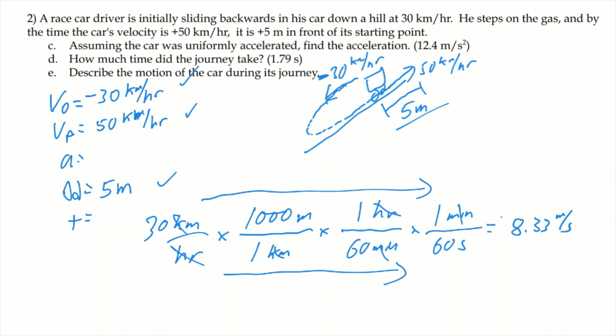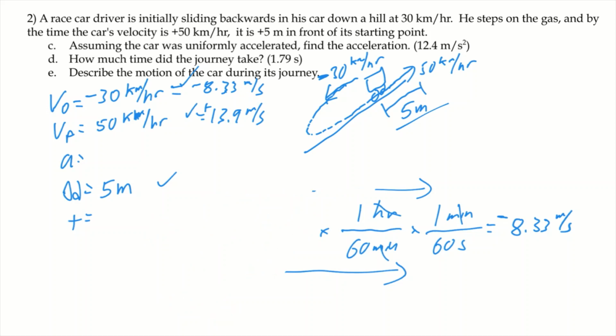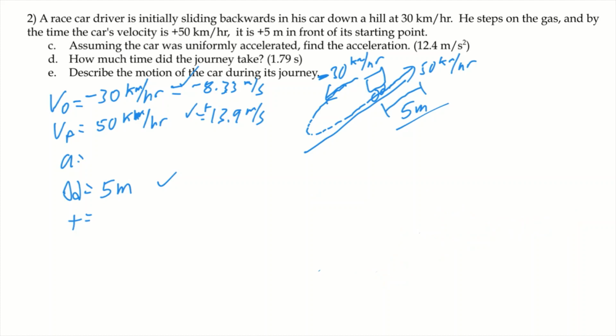So remember, this is going down, so let's just fix that. So that will be negative 8.33 meters per second. Alright, and then you'll do the same thing with the 50. And I'm not going to do it all out, but when you do it, you should get 13.9, and that would be positive here. Alright, so once we've converted, now we can go ahead and set up the problem.